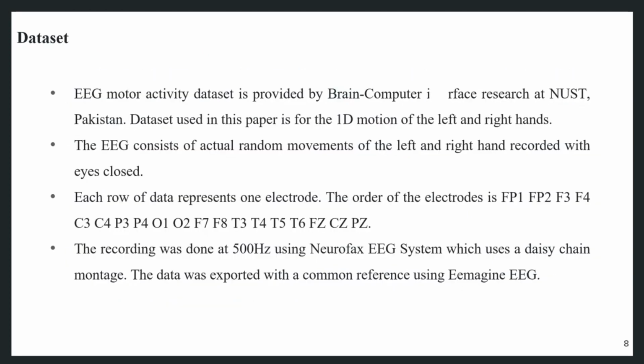Okay, so we used an EEG motor dataset that was collected at research center NASP. That actually consists of random movements using the muscles of the person, left and right, and simultaneously EEG and EMG are measured.